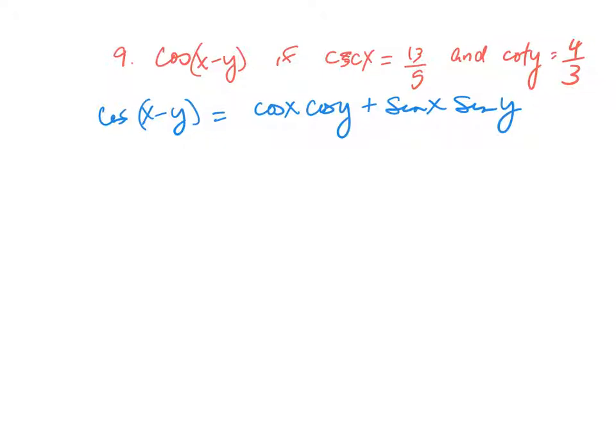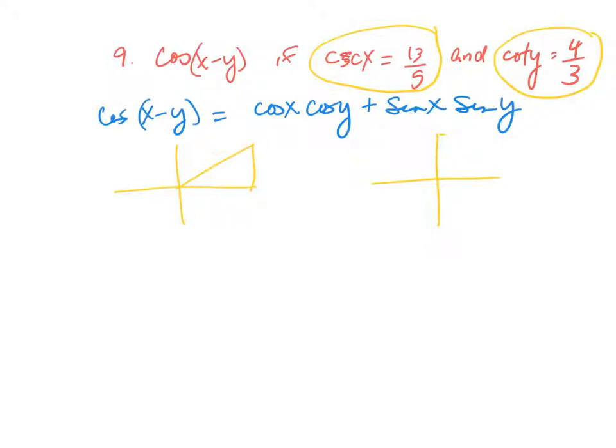Okay. Here they give you information about x and y. Here's some information about x and here's some information about y. We are going to draw two different coordinate planes, one for x and one for y. We're going to draw a triangle in each one. If you notice your instructions, it says that x and y is between 0 and pi over 2, which means they're in the first quadrant. Does everybody see that?